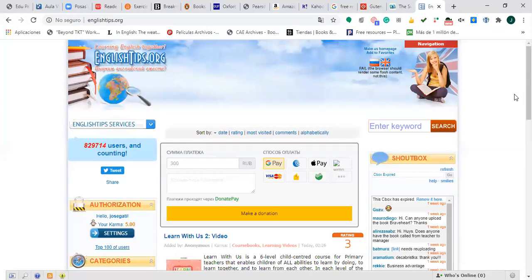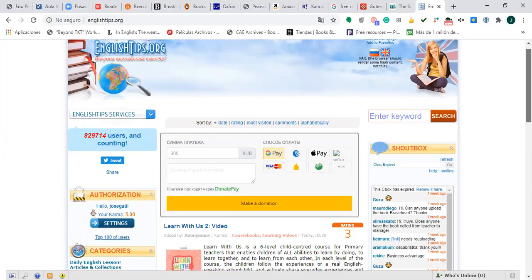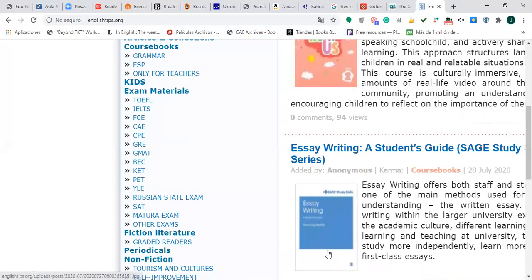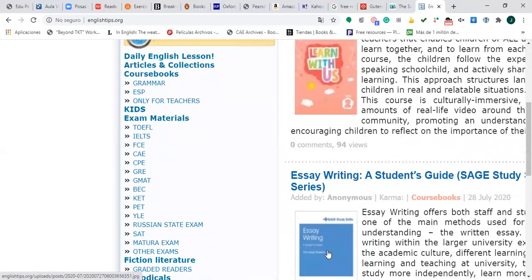to, or is useful for downloaded books, any kind of books. Notice here, I'm going to make it bigger. Any kind of books. Also, you can download English lessons, article collections, course books, grammar, ESP for teachers, kids, exam materials for international exams, TOEFL, IELTS, FCE, CAE, CPE, GRE, GMAT, BEC, TET, PET, YLE, SAT, Matura, other exams. You have here a lot.